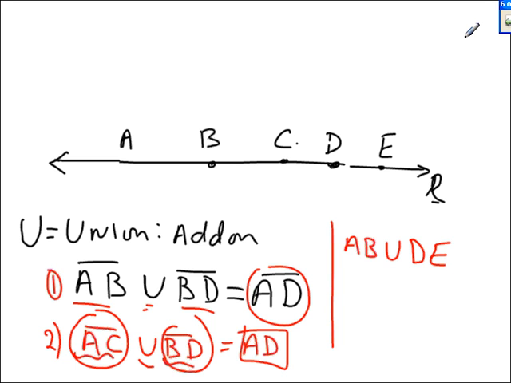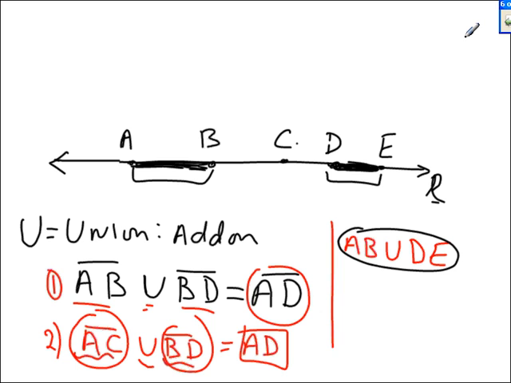D, C, B, and A. So it's AB, which is this. Here's AB. And I add on DE. And there it is. I drew it. But they're not intersecting. There's no overlapping. It's two separate pieces. It's this piece and that piece. So you can't simplify that. You can't simplify AB union DE. It's just that. And that problem is done. So union means to just add on.